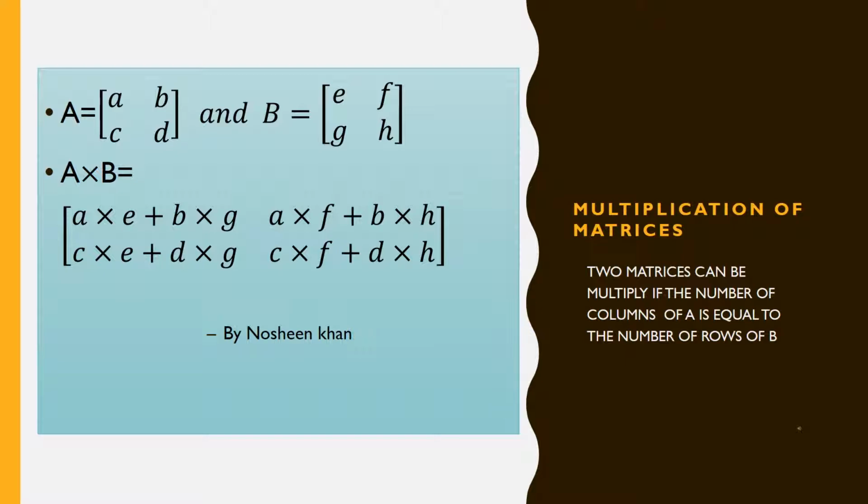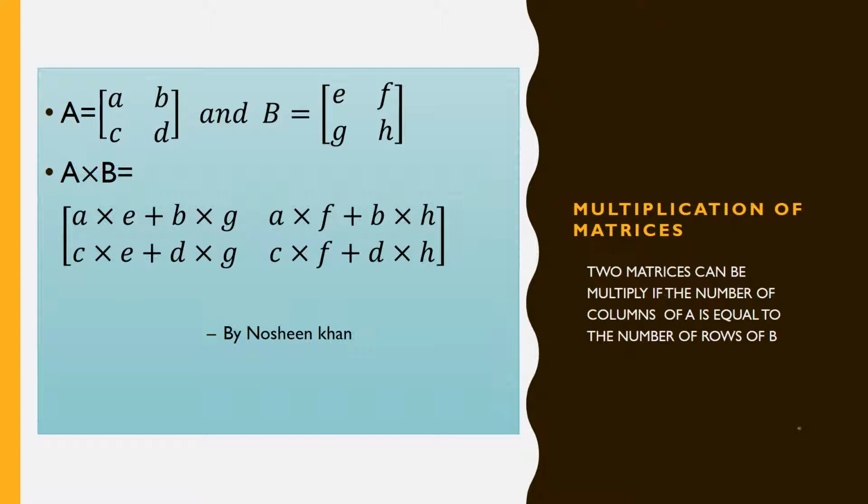Multiplication of matrices. Two matrices can multiply if the number of columns of matrix A is equal to the number of rows of matrix B. Here I have two matrices. A is equal to A, B, C, D, and the other one is B is equal to E, F, G, H. How can we multiply the two matrices?